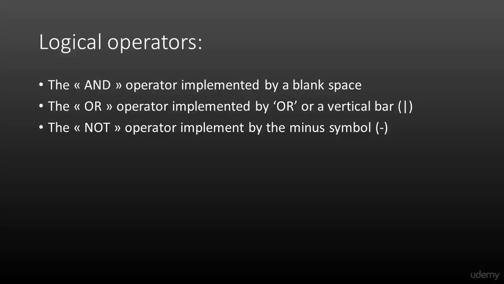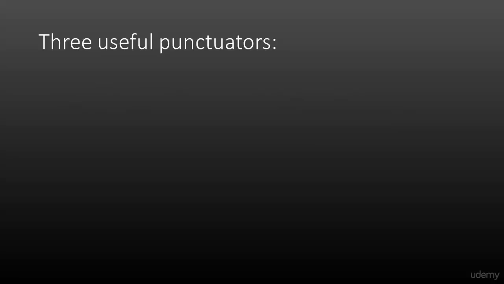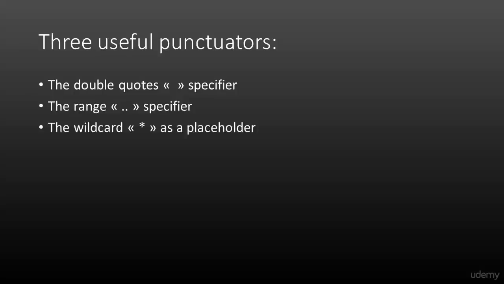from the search results. In the third section, you learn how to use three useful punctuators: the quotation marks, which return results keeping the word order and spelling; the range, which returns results containing numericals within the two bounds; and the wildcard, which works as a placeholder and returns results with the same words and word order.